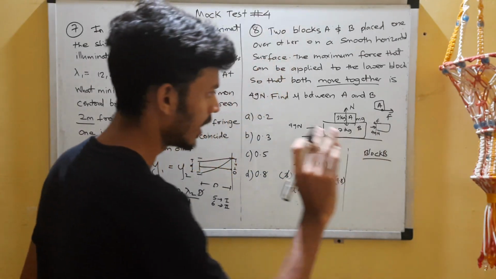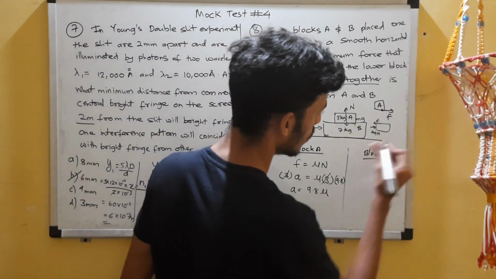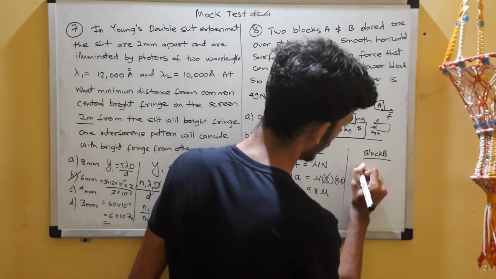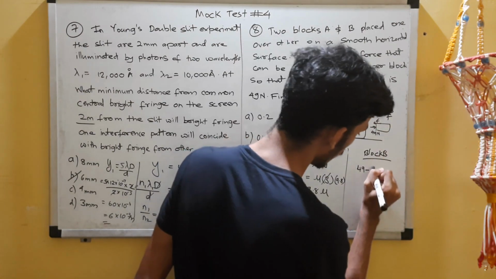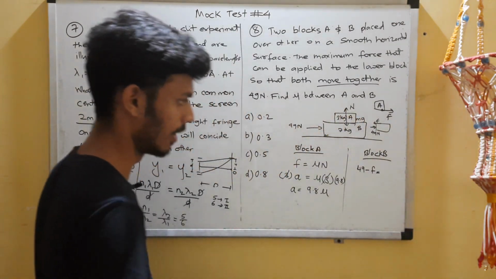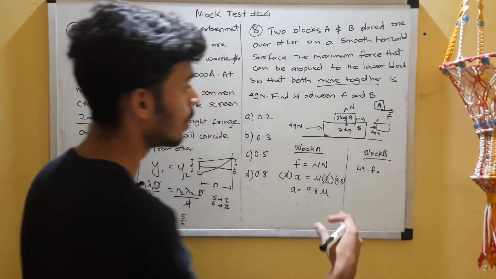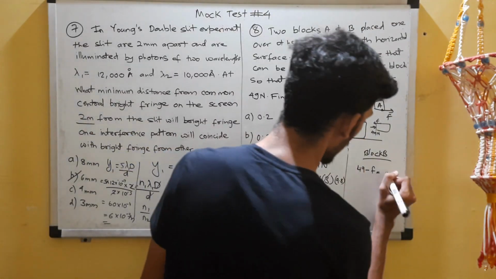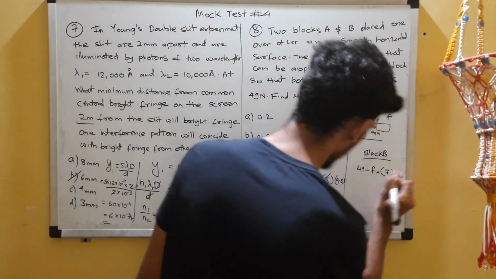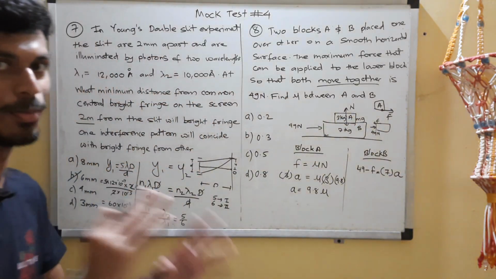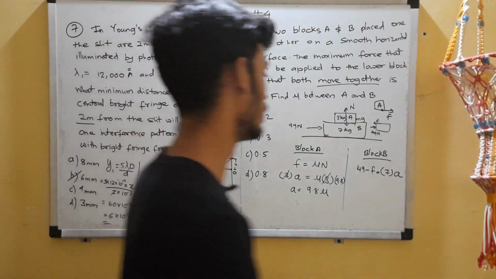So you can write F net is equal to ma. The motion is in the forward direction, so the 49 newtons, which is the force applied, minus the frictional force, is equal to the net force, F net, which is equal to ma. The mass of this block is 7, into acceleration. I hope you are able to follow. The acceleration is the same because they are moving together.